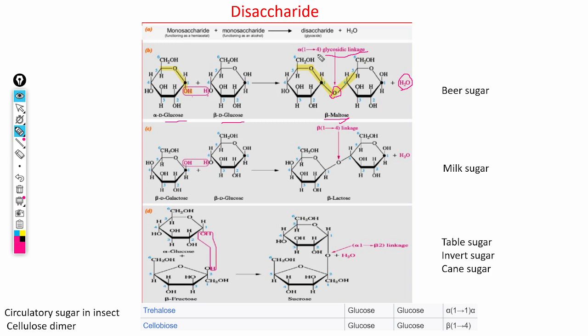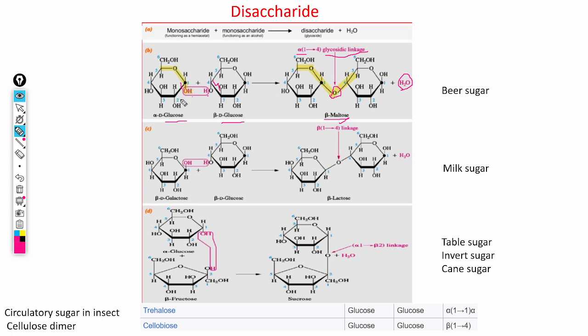Why is it called the 1,4? Because here the bond is formed by the first carbon and here it is the fourth carbon. So that's why it is called the 1,4 glycosidic bond. Then why is it called the alpha? Because here the first one is called the alpha.